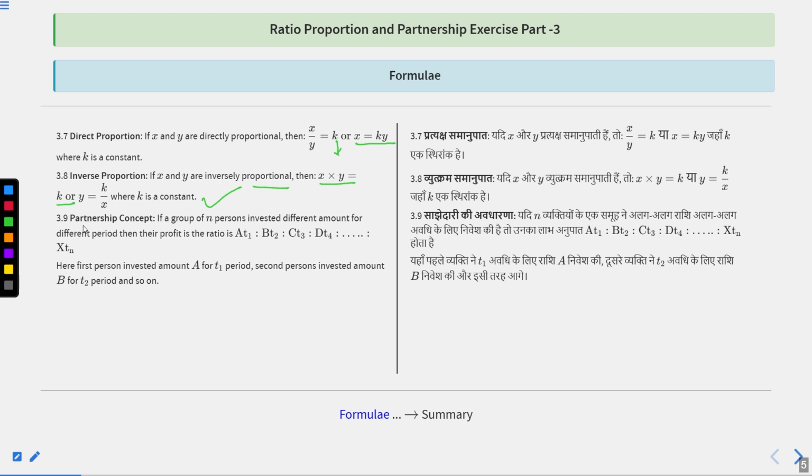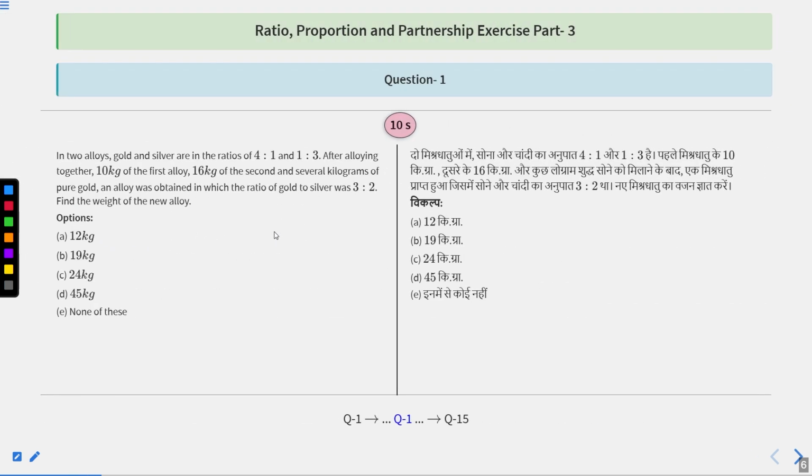Now see the partnership concept. If a group of n persons invest different amounts of money for different periods of time, then their profit is in the ratio of A into T1, B into T2, C into T3, D into T4, up to X into Tn. Clear? Here, the first person invests amount A for period T1, the second person invests amount B for period T2. T represents the time, and A, B, C and D represent the amounts of money invested by the persons. Okay. Now see the first question.